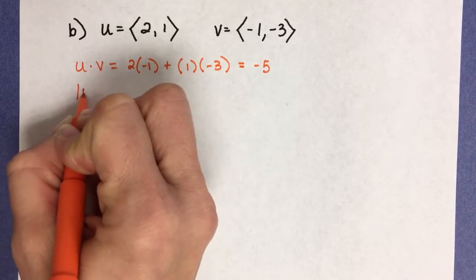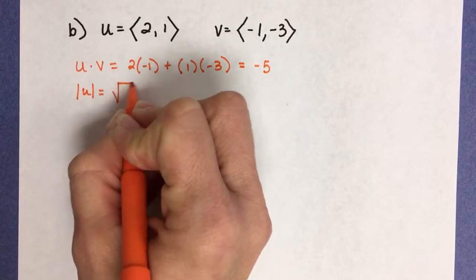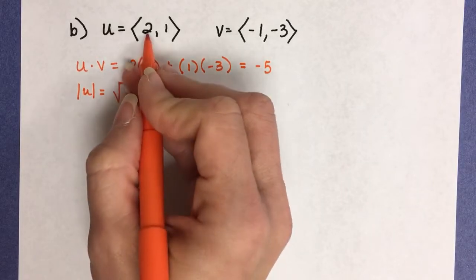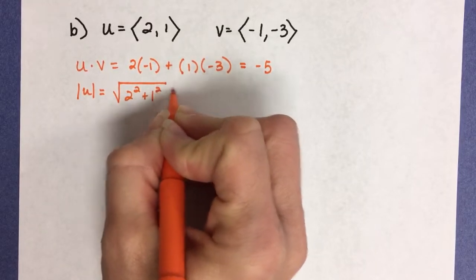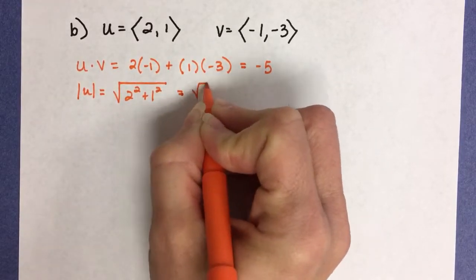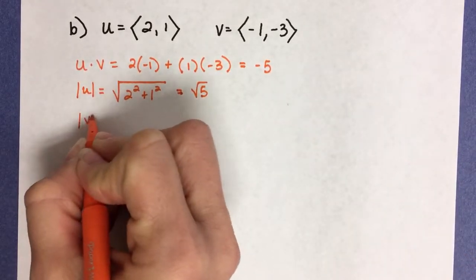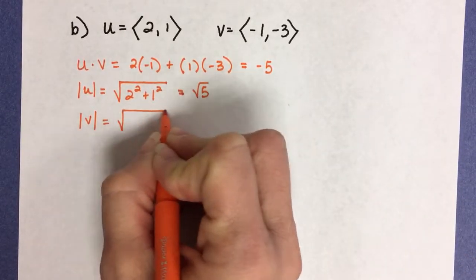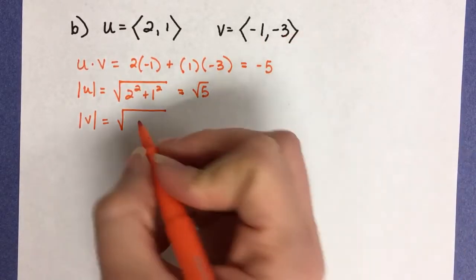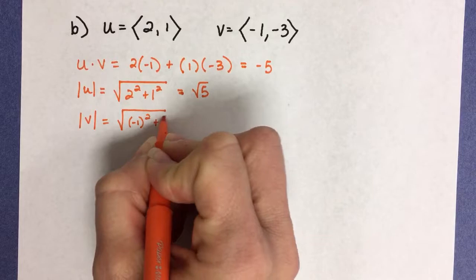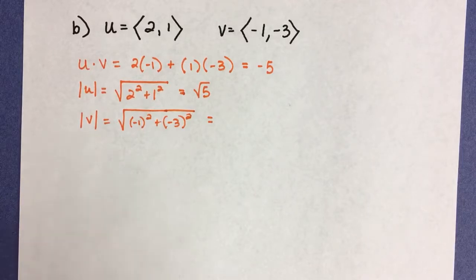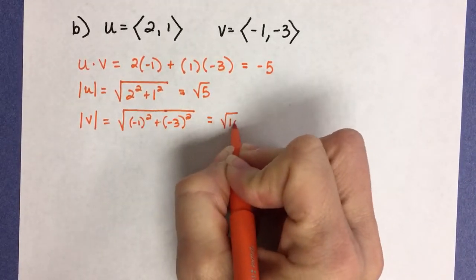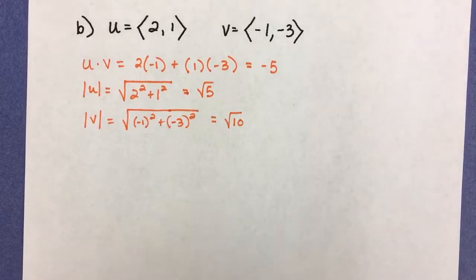Okay, now I need the magnitude of u. So a squared plus b squared. So for u, that would be 2 squared plus 1 squared. So that's going to give me square root 5. And now do the magnitude of v. So that would be -1 squared plus -3 squared. So that's going to end up giving me 10, so square root 10.